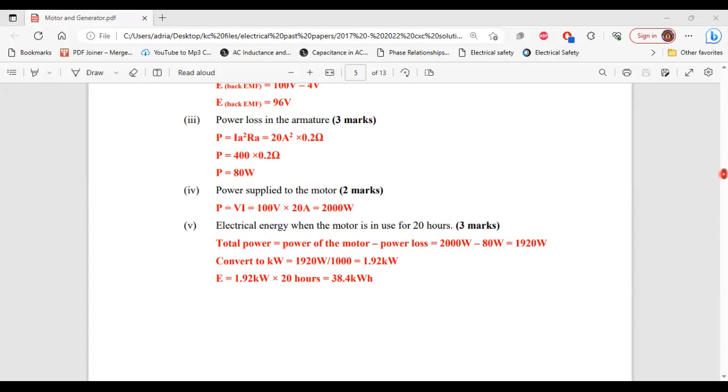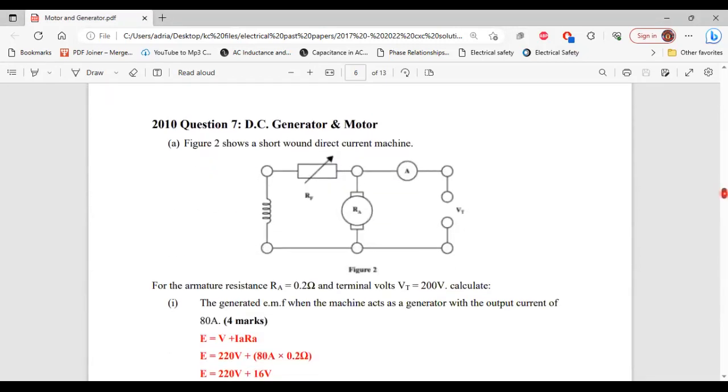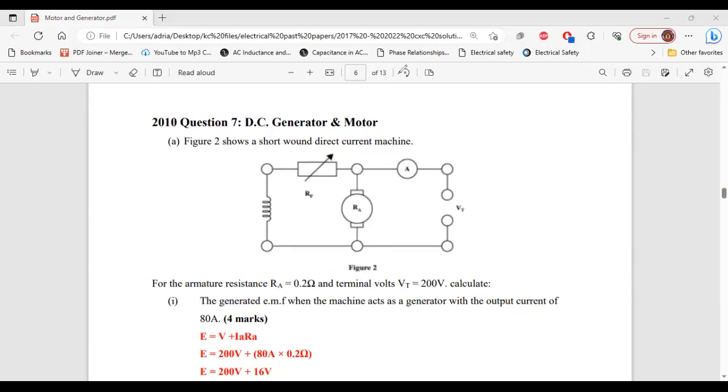So for the next question, which is question 7 from the 2010 past paper. Part A, it says figure 2 shows a short wound direct current machine. For the armature resistance, RA is equal to 0.2 ohm, and terminal volts, VT, equal 200 volt.